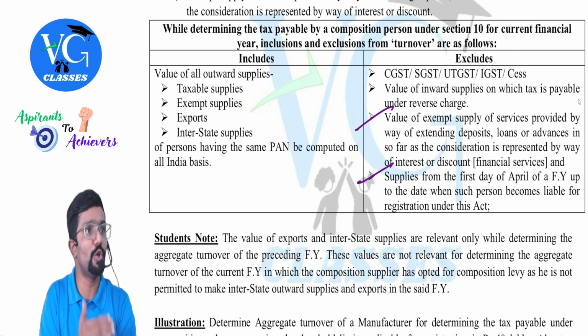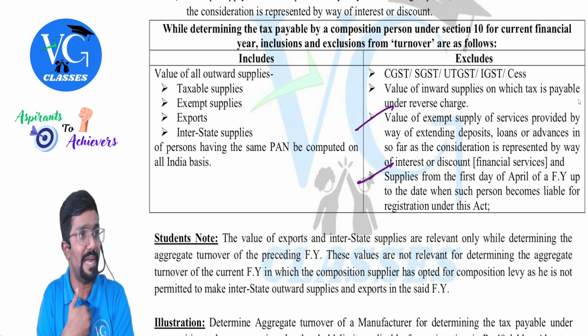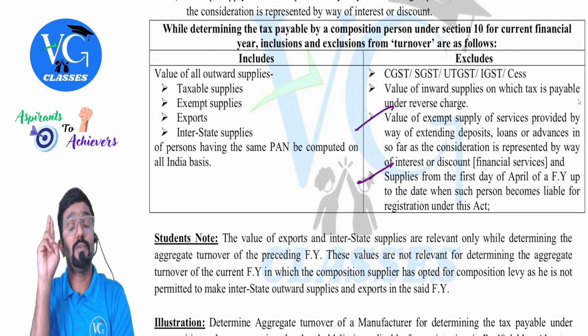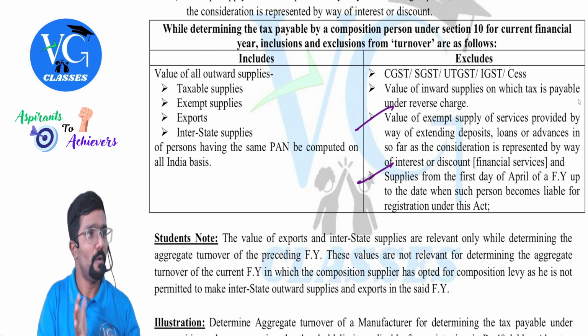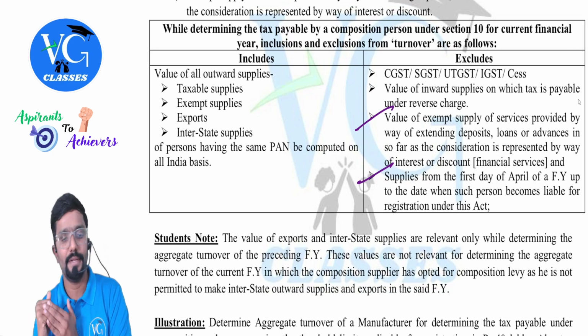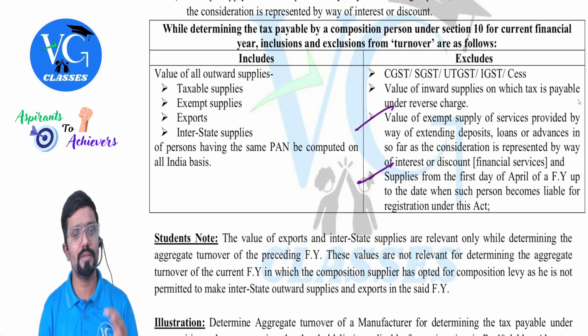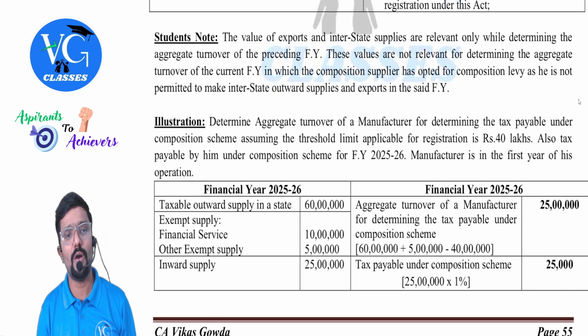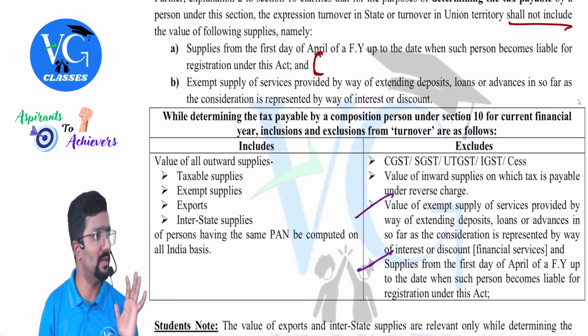As of now, you might not know what the threshold limit applicable for this person is, but once we learn the registration topic, you will understand: when 10 lakh, when 20 lakh, when 40 lakh. Got it? Yes. I have given it in the students' note here, because what the law gives is what I have mentioned in this table.